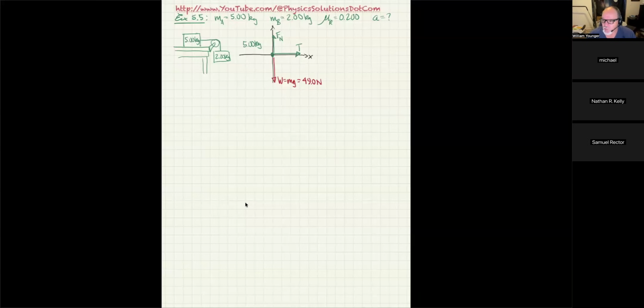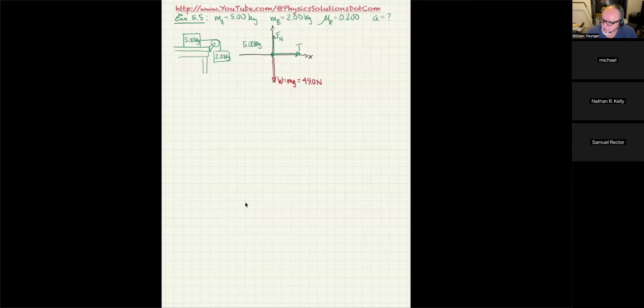Now, if I up it a little bit more and consider, what if I move the 5 kilogram mass to the right 1 inch in 1 second, then what that means is the 2 kilogram mass is going to move down 1 inch in 1 second. So that tells us that the velocity of m sub a, the 5 kilograms, is equal to the velocity of m sub b, the 2 kilograms.